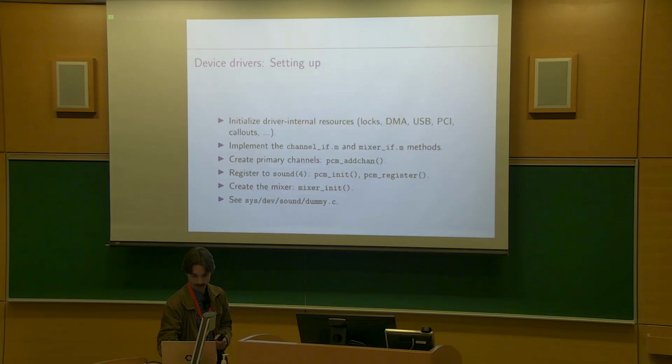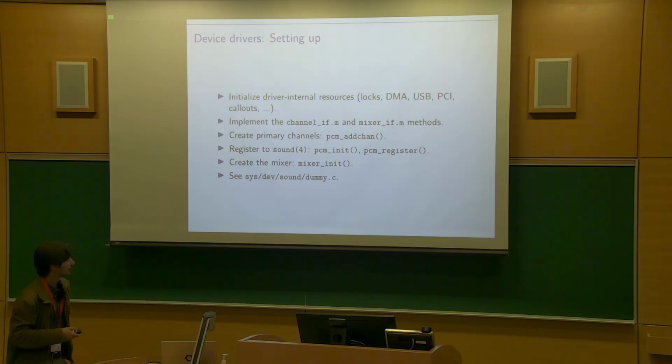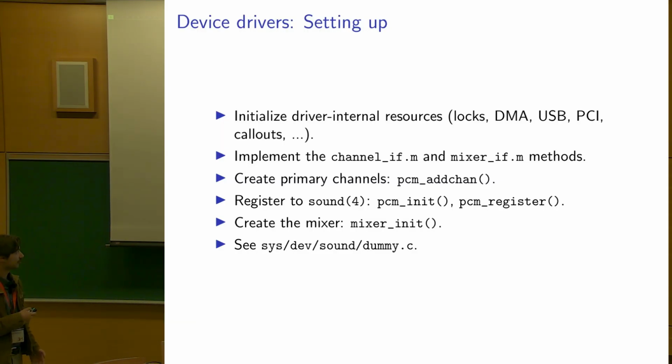So where are we? We create the channels with this function. Then we register to sound4, just two functions. And we also create the mixer, and that's it. Well, then of course you have to implement those interfaces, for example, the channels: how to set up buffers, how to destroy the buffers, keep track of the pointers. But I'm just giving a high-level overview here.